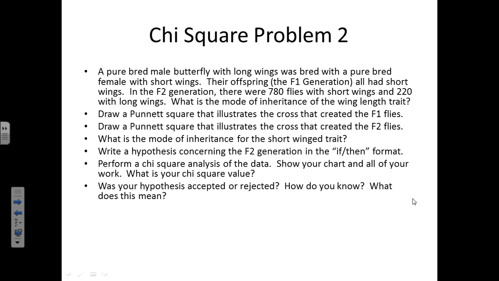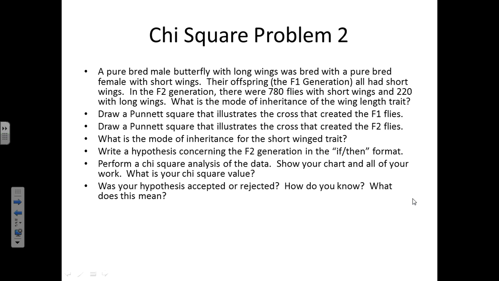So if we have a male with long wings, he's purebred, we have a female with short wings, and all the F1s have short wings. What does that tell us about short wings? It's dominant, and it's what kind of dominant?